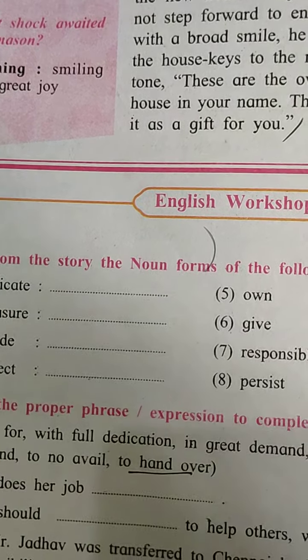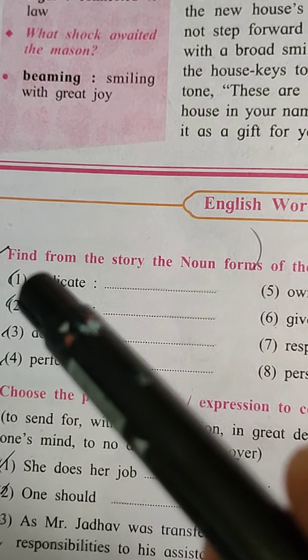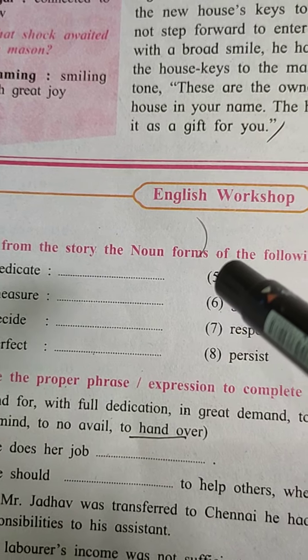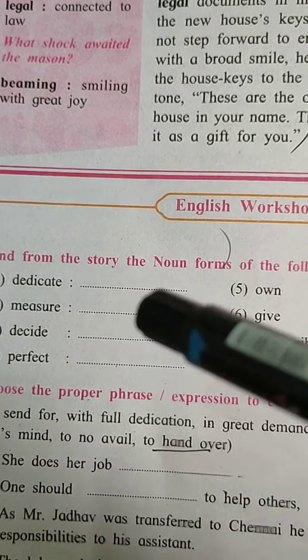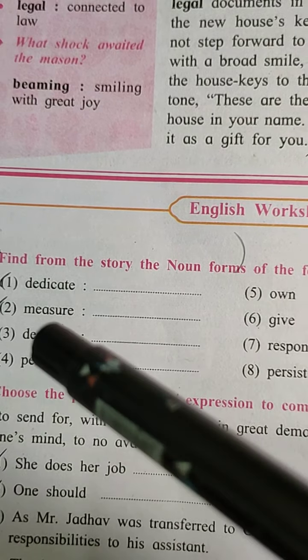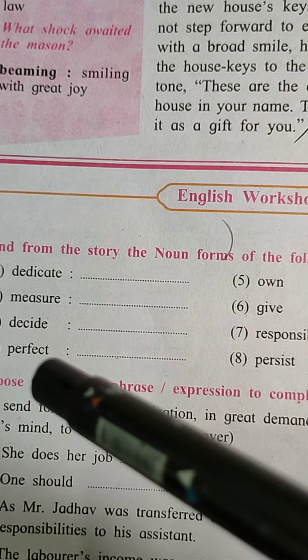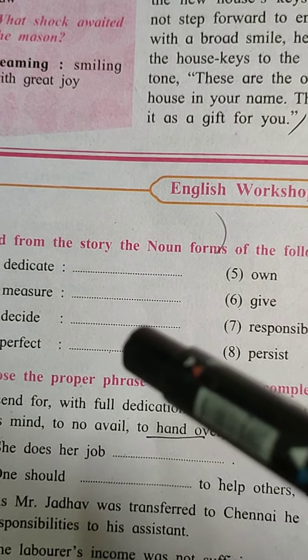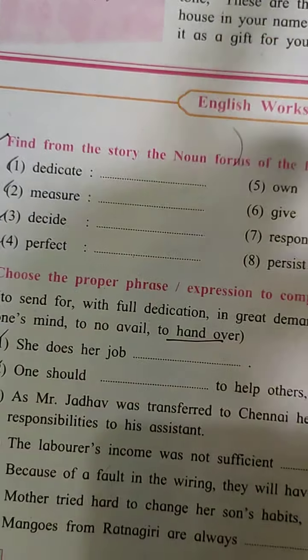Let's start 2.2, The House Builder, English Workshop. Find from the story the noun forms of the following. Dedicate, dedication. Measure, measurement. Decide, decision. Perfect, perfection. That's the way you can find out the noun forms of the others.